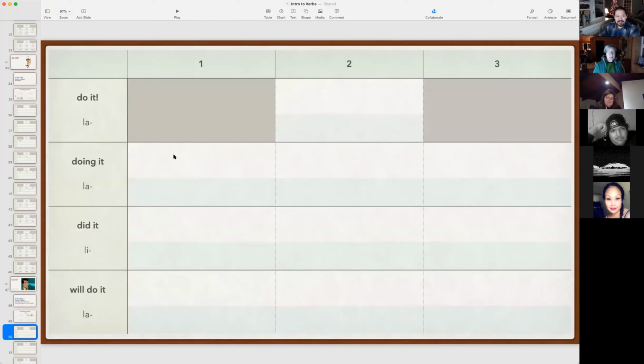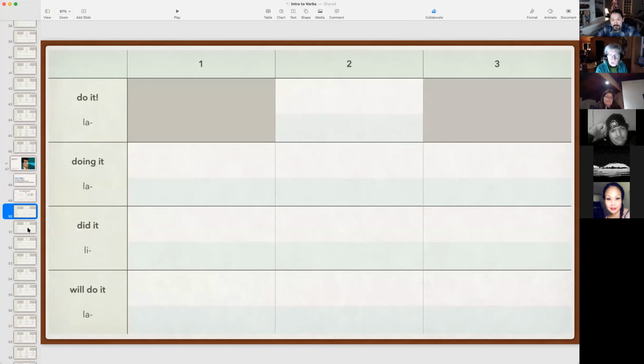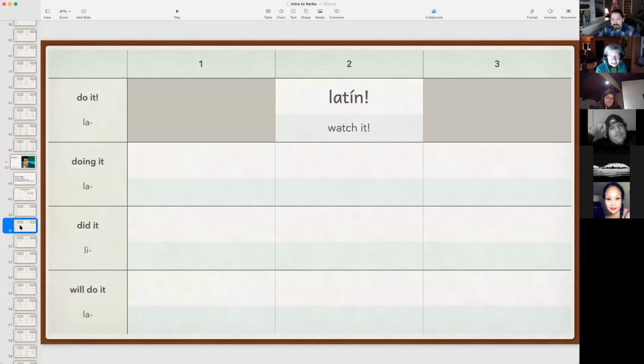So here we are. Sha, sha, she, sha. This one will be short and high. So we get shatin, Latin. Watch it, right? So maybe I'm cooking something, and I'm like, hey, you need to watch this for a second. I'll be right back, right? Shatin, okay?